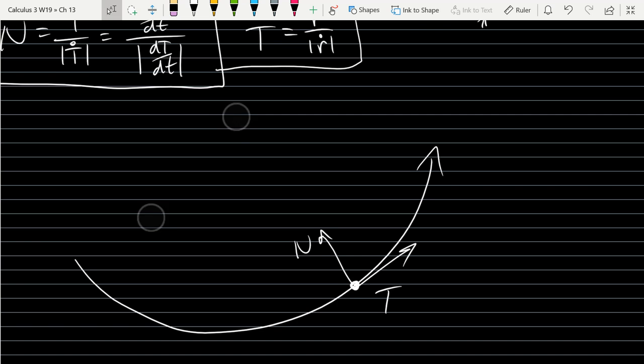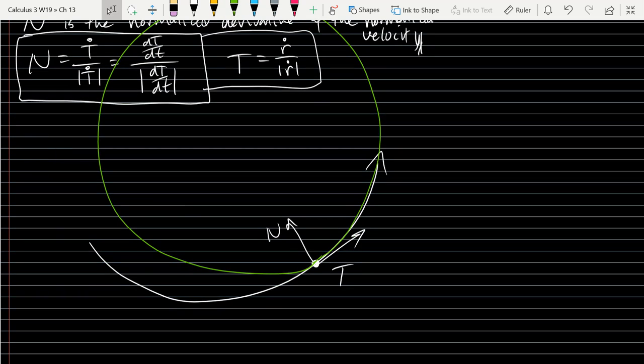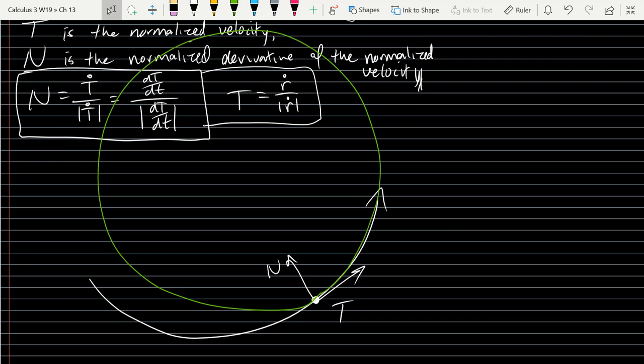Now I'm going to draw a circle here, and I'll switch to green for my circle. I'll do my best to do a full circle, trying to match curvature here. So the circle, of course, is going to have a center. The N is pointing directly to the center of the circle. We'll use C for the center.